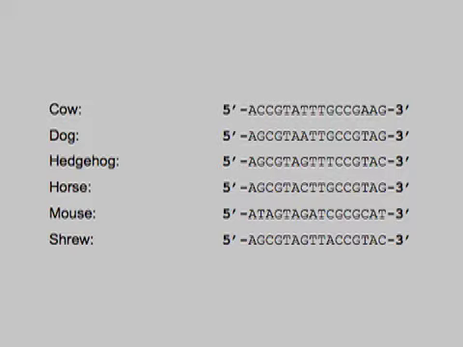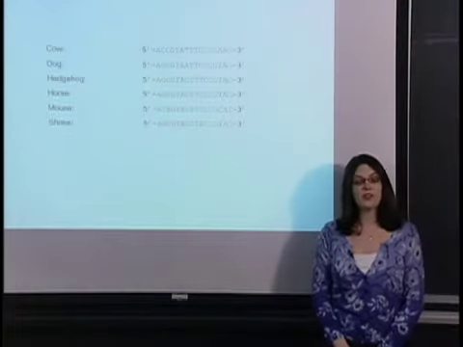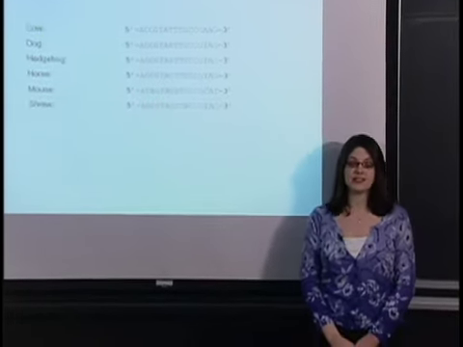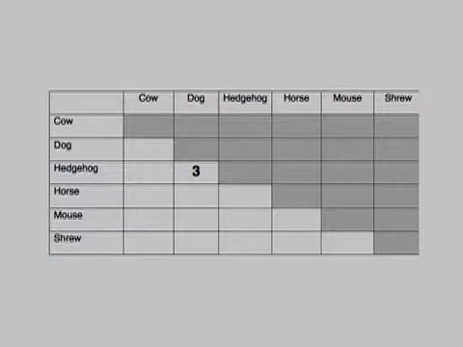What you can see on the front page of your worksheet, entitled Classification of Mammals Based on DNA Sequence, are these 6 DNA sequences from cow, dog, hedgehog, horse, mouse, and shrew. What I'd like you to do is count the number of differences between each pair of organisms on this list. And I'd like you to record your answers in the chart that I've given you on the front page of that worksheet. I'll show you that chart in my next slide. That chart looks like this.